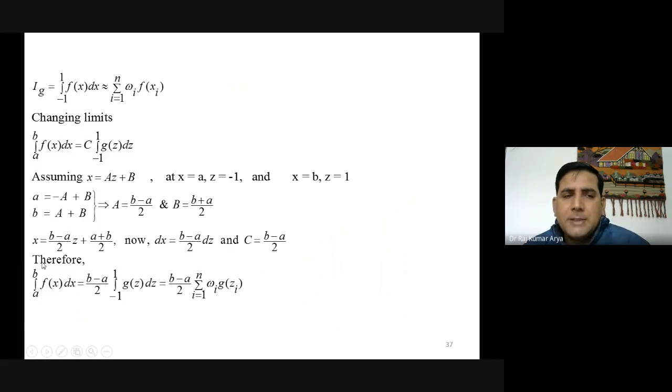Now finally, after changing the limit here, you got integral a to b f(x) dx equal to (b minus a)/2 times the integral from -1 to 1 g(z) dz. Now for this you have an integration formula, Gauss quadrature 1, where the integration can be changed to the summation sign. Summation of function values at various z multiplied by corresponding weights, and you will get integration without integrating it. So that's the importance or beauty of this particular method actually.